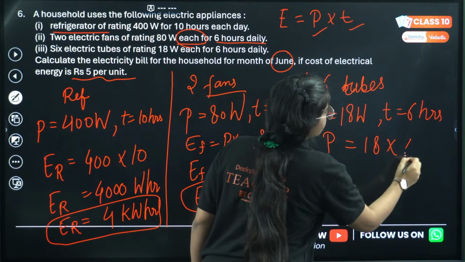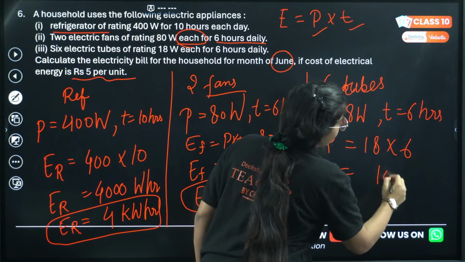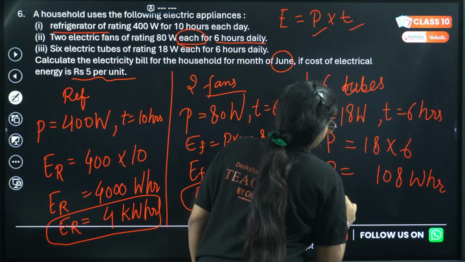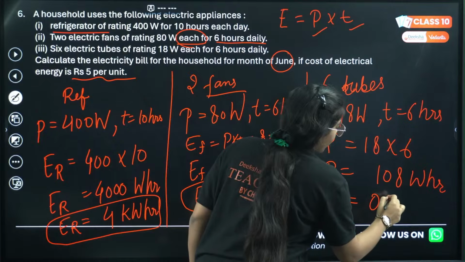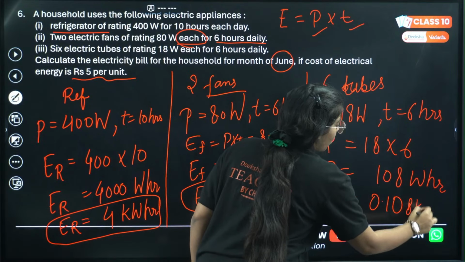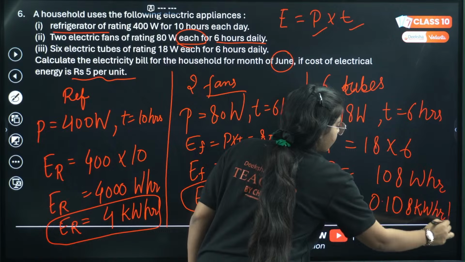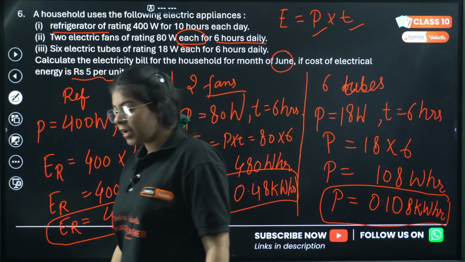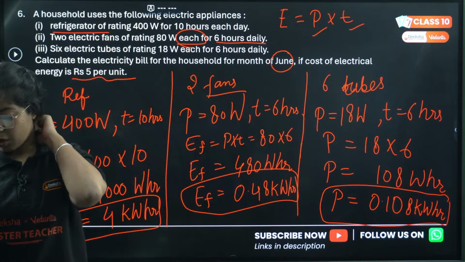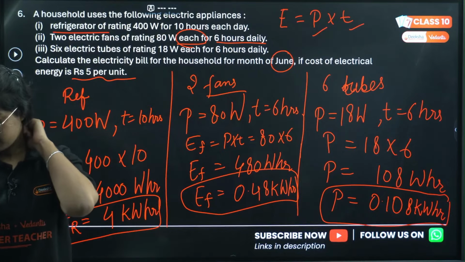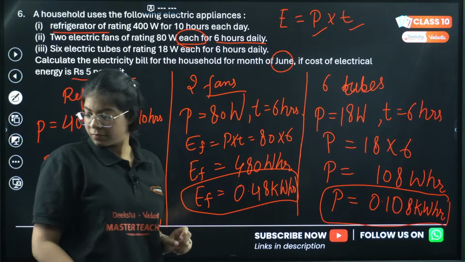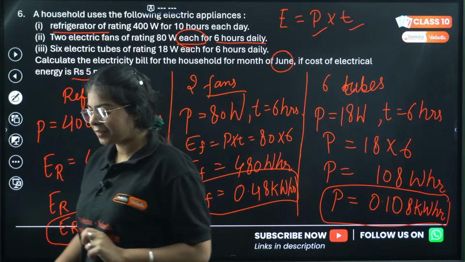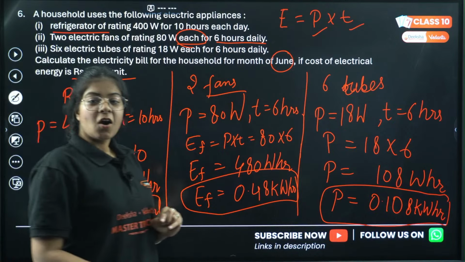18 into 6, so this will be 108 watt hour. So the energy will be 0.108 kilowatt hour. Can you tell me why we are converting it into kilowatt hours? Somebody just deleted a chat. What happened, Amit? Okay, all this is correct.